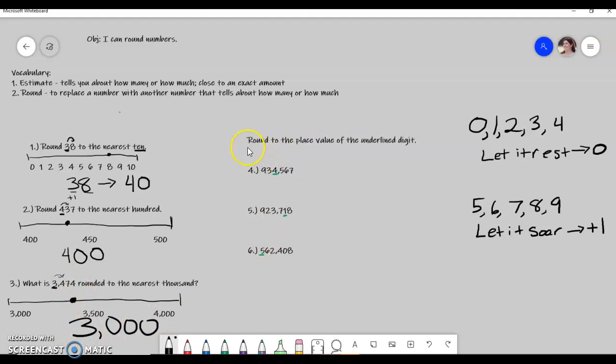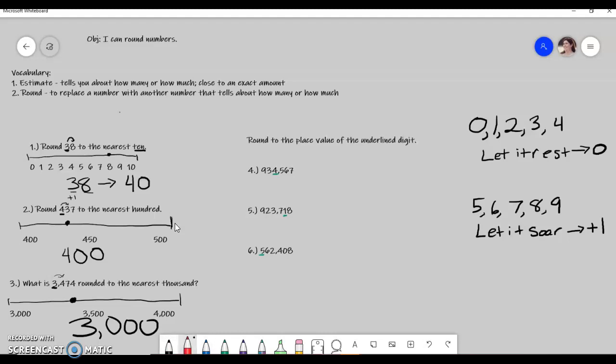Now, you're going to also see something like this: round to the place value of the underlined digit. So just like we were doing before over here, we're going to have to look at our next door neighbor. That neighbor and these rules over here are going to be what helps us round it when we don't have a number line. But that doesn't mean you can't draw a number line. You totally can. So, let's try this.